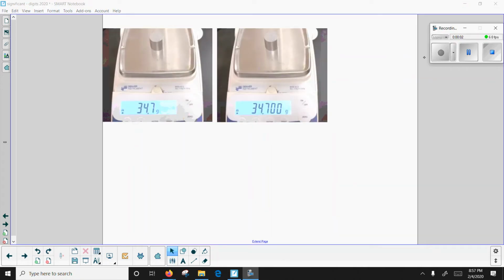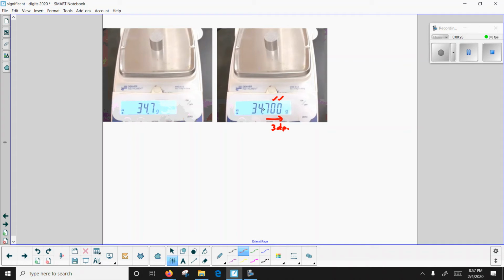Okay, now let's look at these 2 electronic balances and let's look at the reading on them. So you notice the first electronic balance, my mass reading is 34.7 grams. My second one, this electronic balance, is 34.700 grams. So basically just looking at this, you can say, hey, I'm recording to 3 decimal places. How do you know? Because I actually have values here.